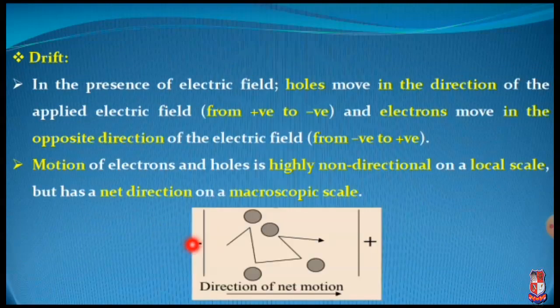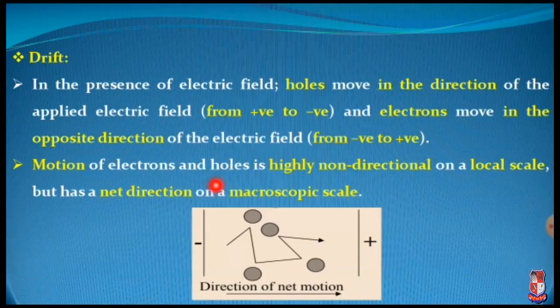As you can see, this is the direction of the electric field from negative to positive, and this zigzag motion is nothing but the motion of the charged particles, and the direction of net motion is along the applied external electric field. In the presence of an electric field, holes move in the direction of the applied electric field from positive to negative, and electrons move in the opposite direction, from negative to positive.